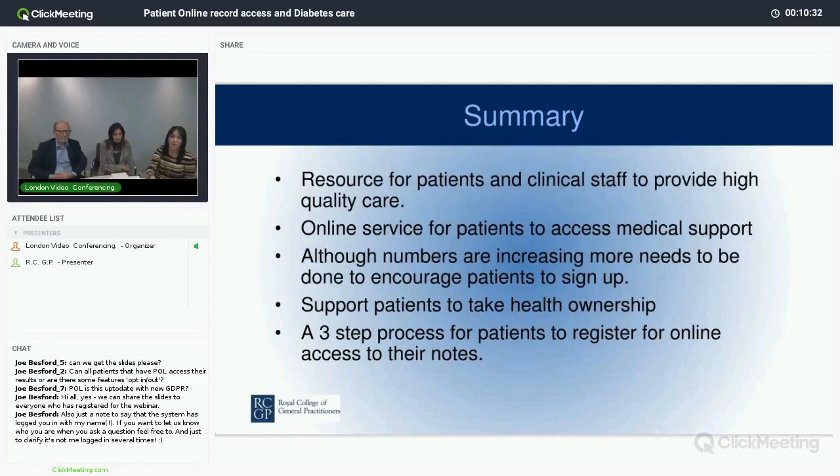So in summary, I know it's a very quick whistle-stop tour, but there's lots of information on that website that Ralph spoke to you about at the beginning. It is a resource for patients and clinical staff to provide high quality care. It's an online service for patients to access medical support at a time that is convenient to them. Although numbers are increasing, more needs to be done to encourage patients to sign up. So we're hoping through this webinar, people might engage and see the benefits that this will bring to their diabetic patients. It's supporting patients to take health ownership and hopefully increase their health literacy. It's a 3-step process to register online and to access their notes. And I will hand you back to Ralph.